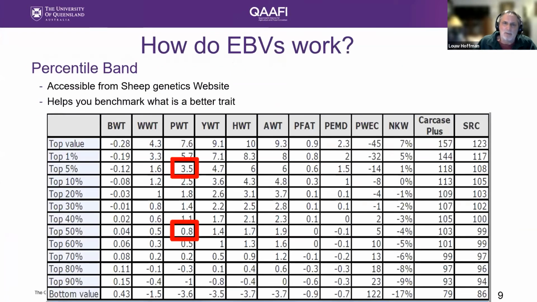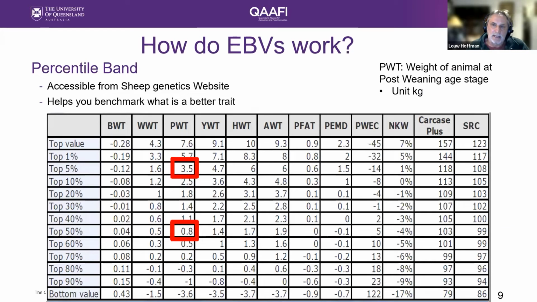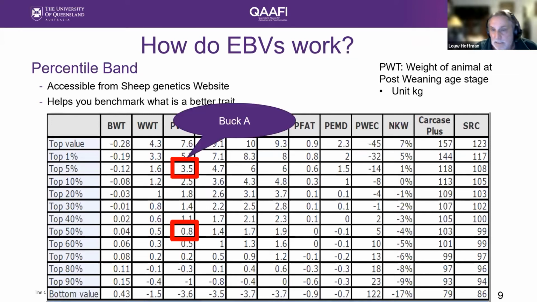So how do they work? Let's just take that same record that we showed earlier on. This is just a printout of that, and it helps you to benchmark what is a better trait. PWT is the weight of an animal at the post-weaning age stage, and the unit is kg. If I look at the top 5%, that's 3.5 above the average, and the top 50% is 0.8 above. So we'll call that buck A and buck B.